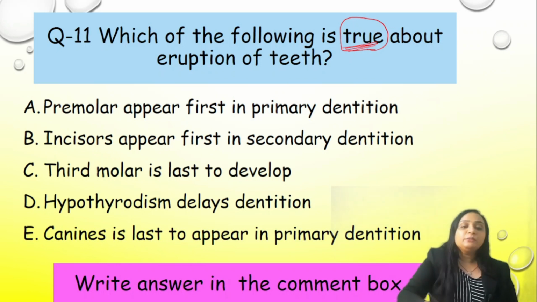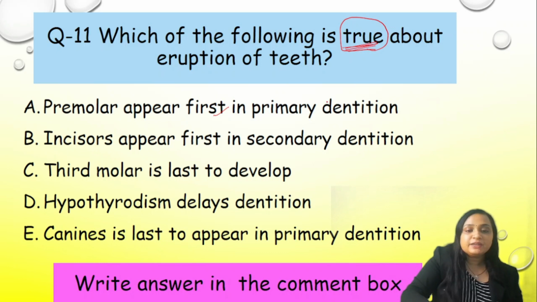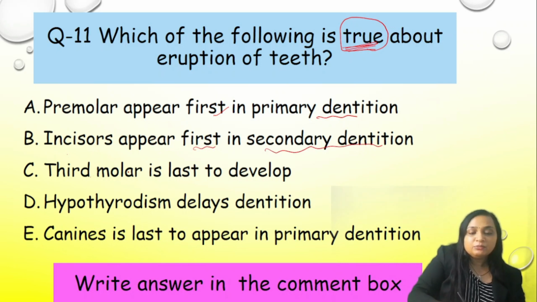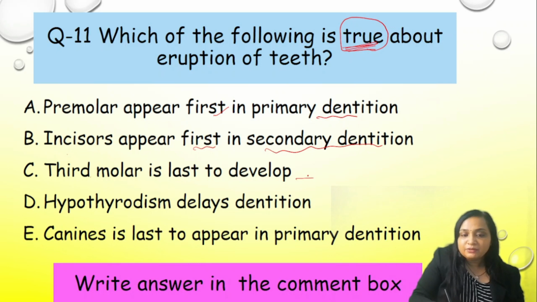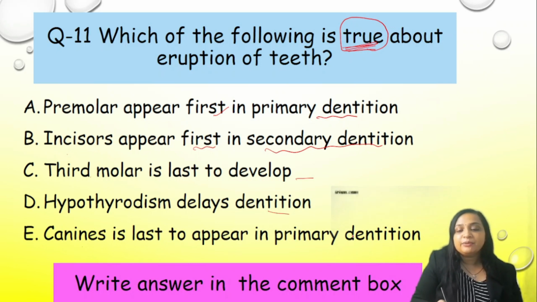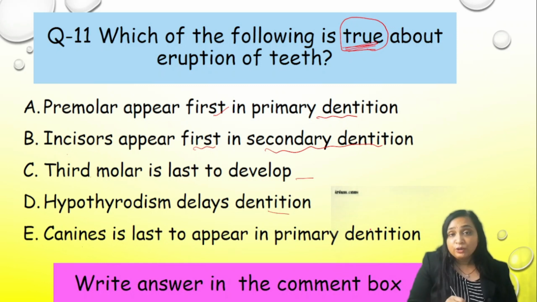Option A. Premolar appears first in primary dentition. B. Incisors appear first in secondary dentition. C. Third molar is last to develop. D. Hypothyroidism delays the dentition. E. Canine is last to appear in primary dentition. Now you have to recollect all the facts in reference to dentition. Then only you will be able to answer this question.